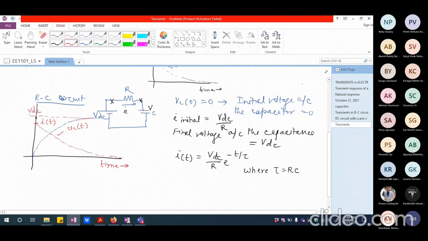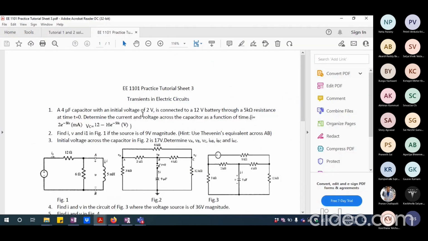Now with this in mind, let us try to do the problem. This is the first problem in tutorial sheet 3. A 4 microfarad capacitor with an initial voltage of 2 volts is connected to a 12 volts battery through a 5 kilo ohm resistance at time t equal to 0. Determine the current and voltage across the capacitor as a function of time.